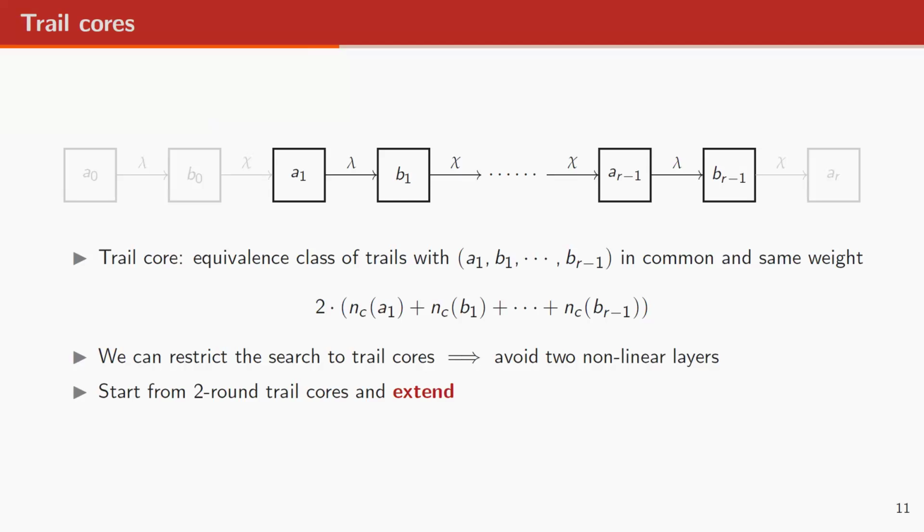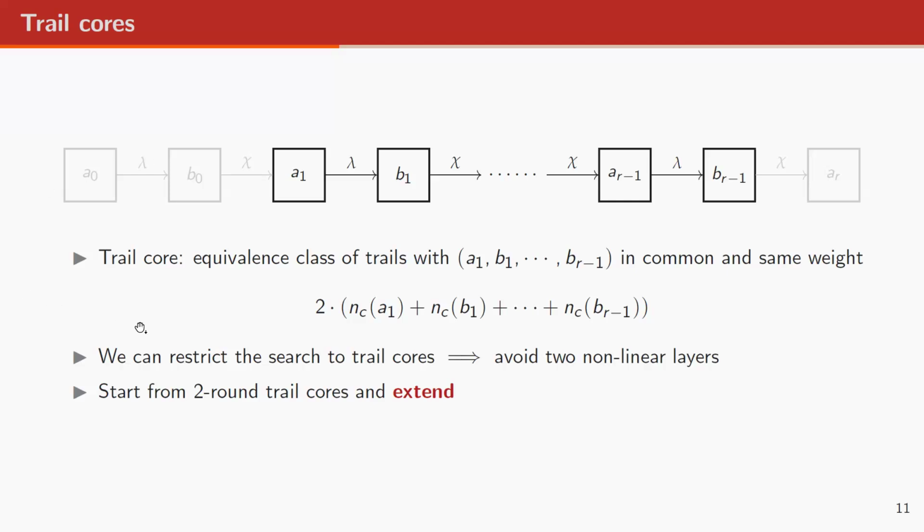And this means that to prove bounds, we don't really need to build all trails, but we can actually restrict our search to trail cores. And this is good because we can then avoid two nonlinear layers.